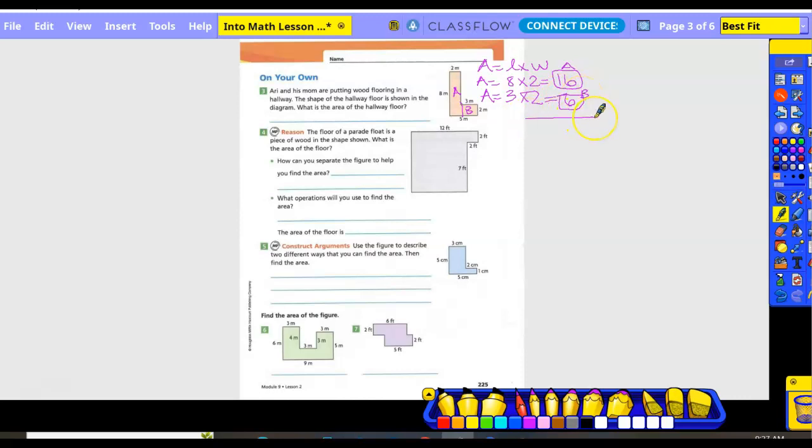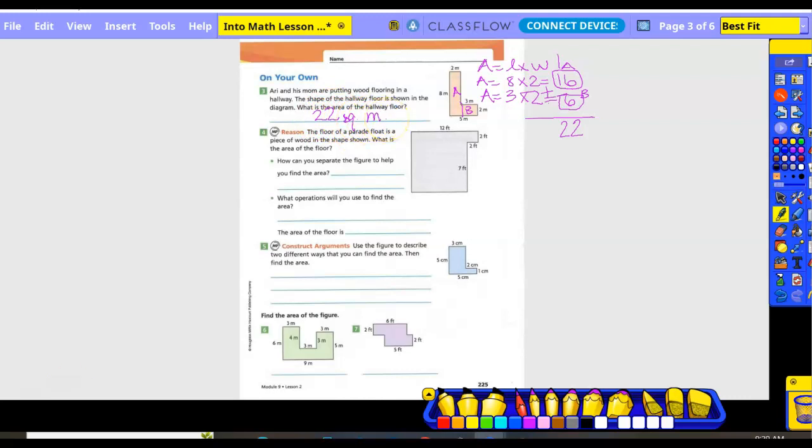Okay, and what are we going to do with those? Add or subtract them? Add. So 16 plus 6 is 22. So my answer is 22 square meters.